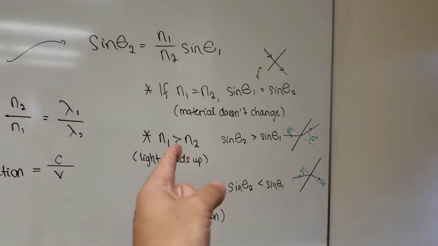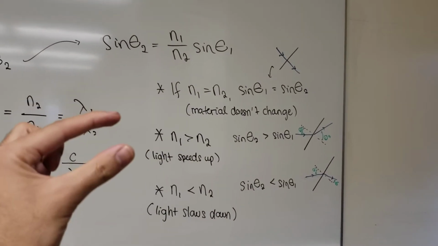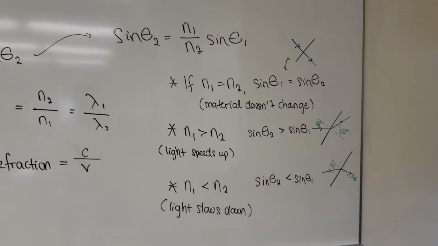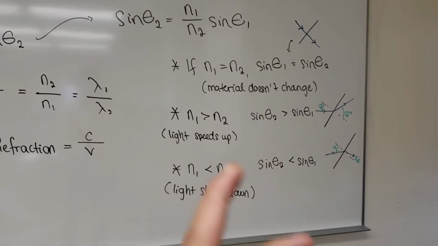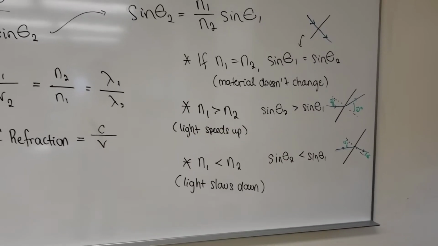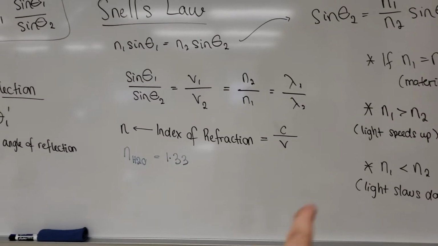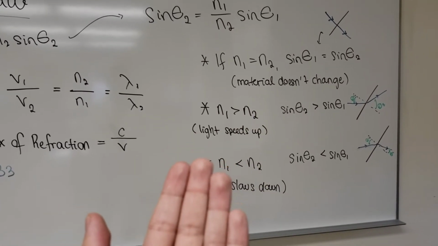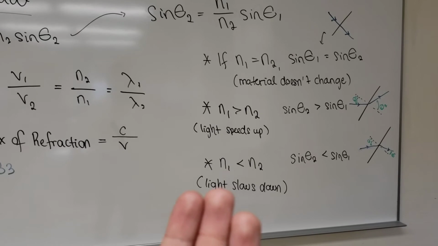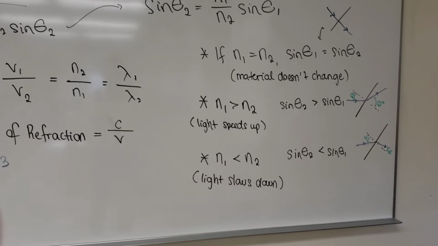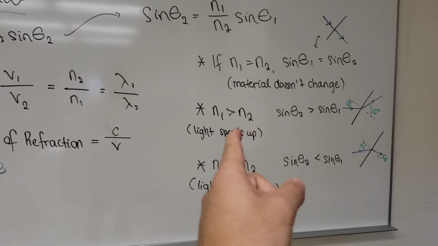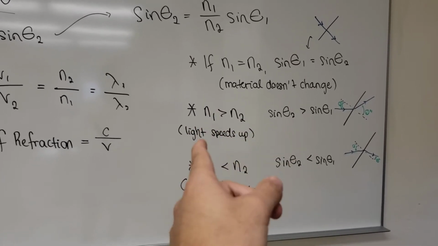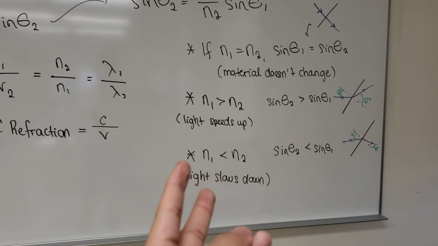Now, what happens if the index of refraction of the incident ray material is higher? So if n1 is greater than n2, what you're going to find is light speeds up. That's what this means. Like I said, that's why I repeated this many times: if a material has a higher index of refraction, that means light slows down a lot in that material compared to the speed of light in a vacuum. So if the speed of light in n1 is smaller than in n2, that's what n1 greater than n2 is. Remember I said this is kind of an inverse thing.